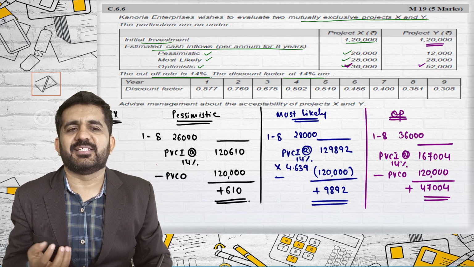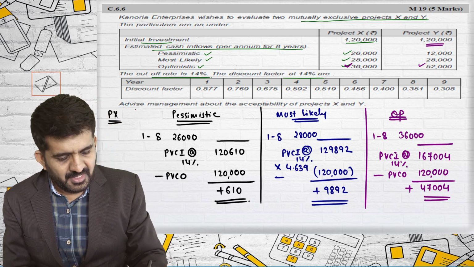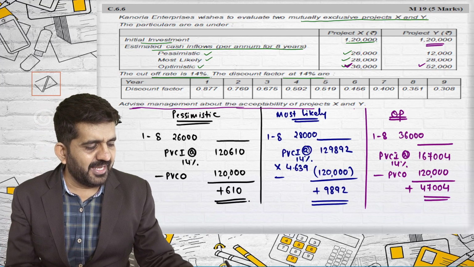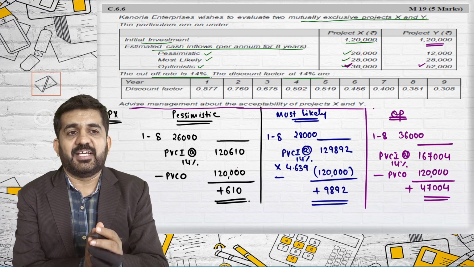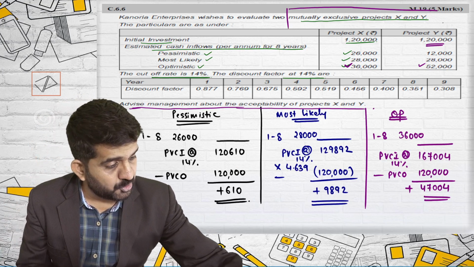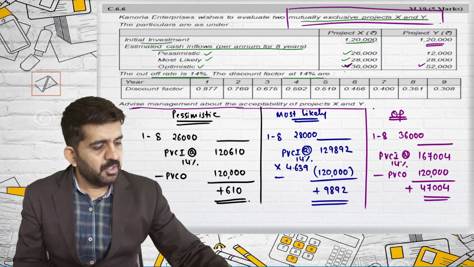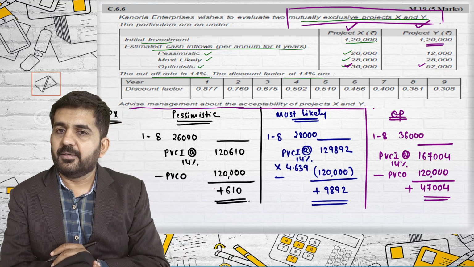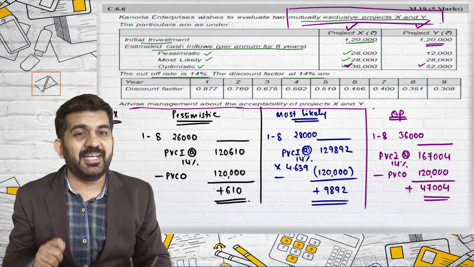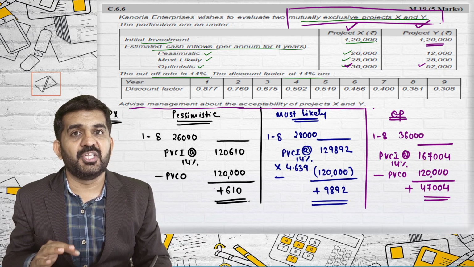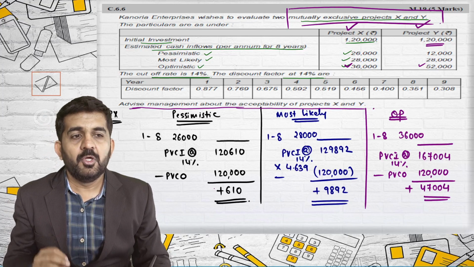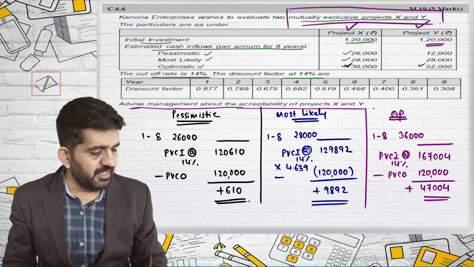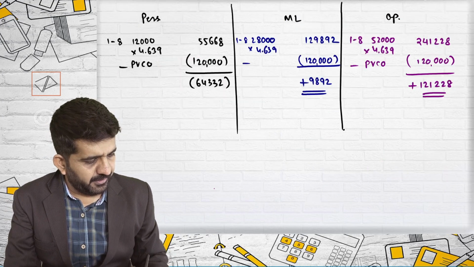This is nothing but scenario analysis. This is where the difficult part comes in. Advise management about the acceptability of project X and Y. And please understand, they are mutually exclusive. What does this mean? You can select project X or you can select project Y. We have understood variability in return is nothing but risk. Which project is more risky? Can anyone tell me? Project X or project Y?